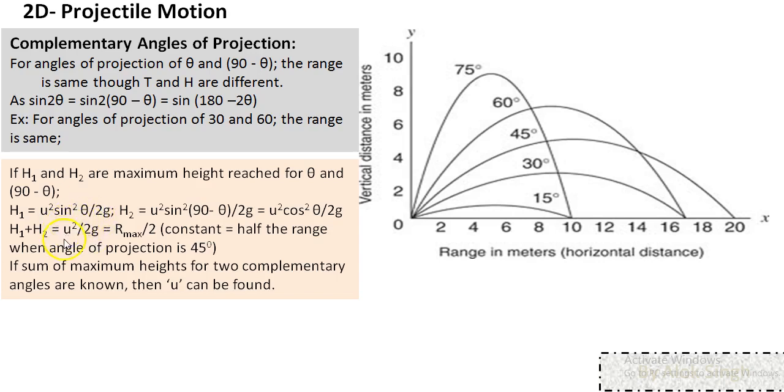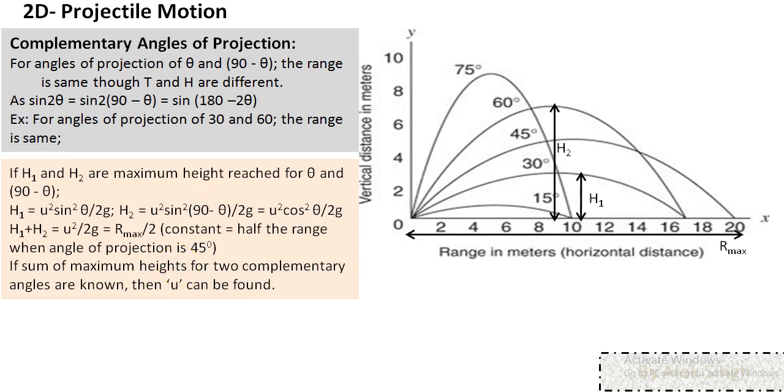For a given speed of projection, this is a constant, and u square by 2g is equal to maximum range divided by 2. So H1 plus H2, the maximum heights for two complementary angles of projection, is a constant, and it is equal to half the range, that is, the range when the angle of projection is 45 degrees. So in any question, if the sum of maximum heights for two complementary angles of projection is known, u can be found. The initial speed of projection can be found.